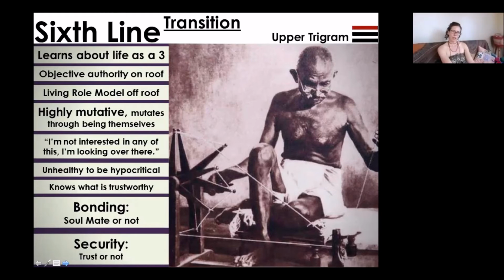So then after that, the second phase is where they are sought out as an objective authority. People look to them for an objective perspective, from 30 to 50. After 50, this is when the role model actually becomes the role model. This is where they potentially become a real living example of individuality.